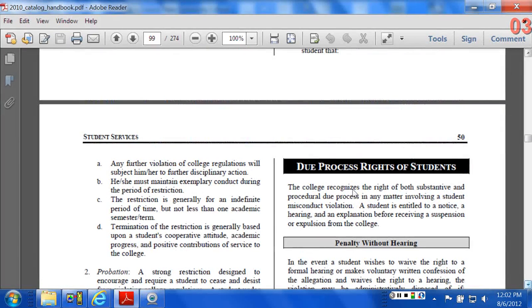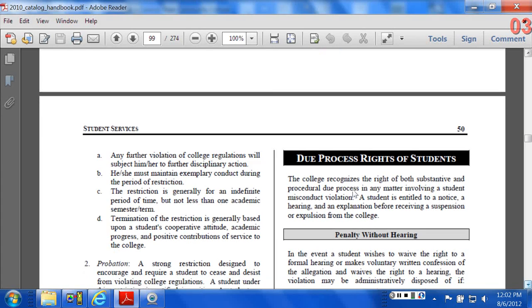But along those lines, I'm going to skip down here to page 50 to due process rights of students. Even though a student is accused or may be accused of misconduct, the college recognizes that the student has substantive and procedural due process rights. And so it is our goal to ensure that students are treated fairly. That's simply what due process means. It basically means that a student is treated fairly. Along those lines, students who are accused of misconduct have the right to a hearing.